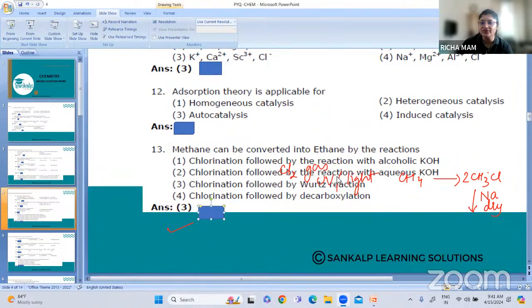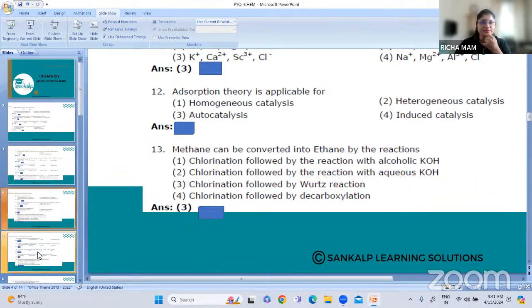So what we are doing: we are reacting chlorine gas with methane in the presence of UV light, and we get chloromethane. Two molecules of chloromethane we react with sodium in the presence of dry ether, and we get ethane. So this is the answer. Let us go for the next one.